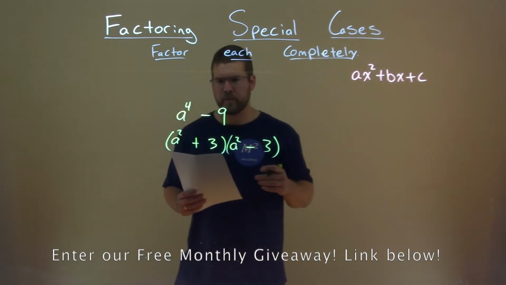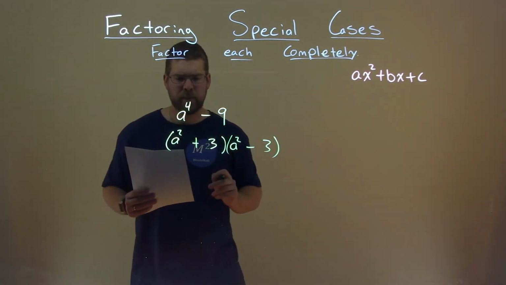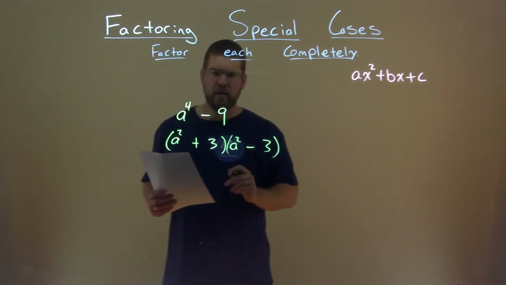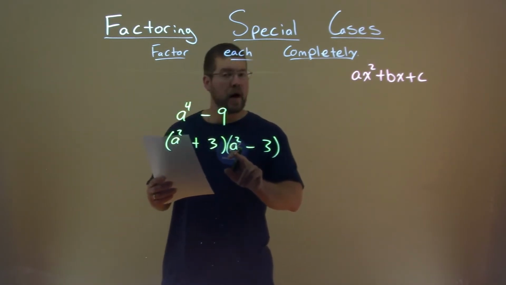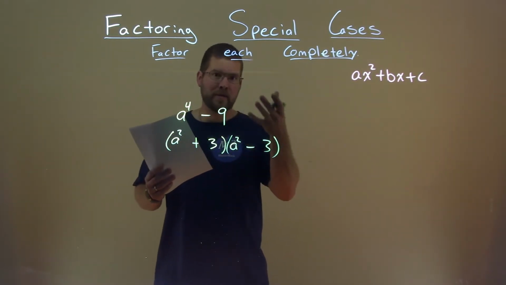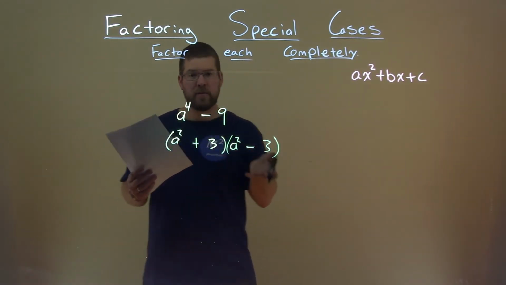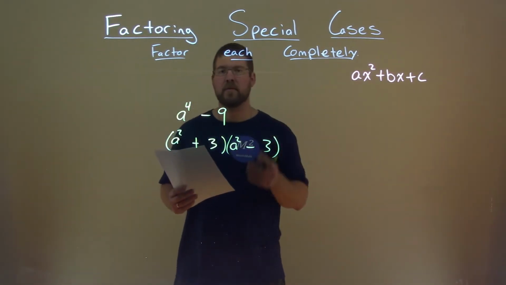We're good. But how do we know about our b value being 0? There's nothing written here. A squared times a negative 3 is a negative 3a squared. 3 times a squared is a positive 3a squared. That will cancel each other out, making 0, and so makes our b value 0. So now we have our final answer here: a squared plus 3 times a squared minus 3.